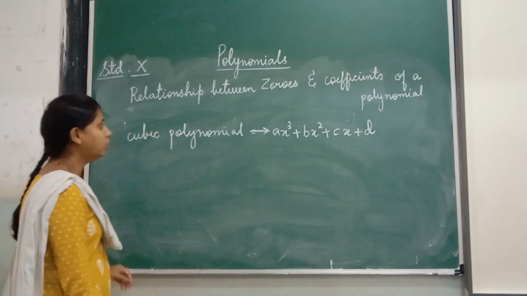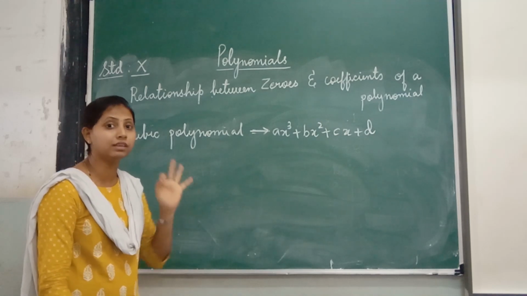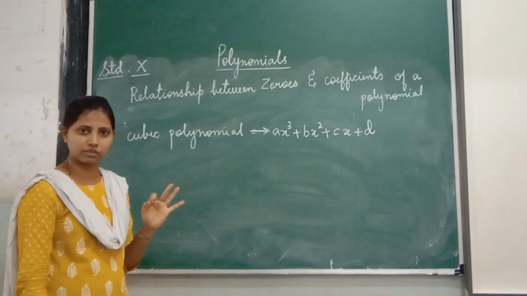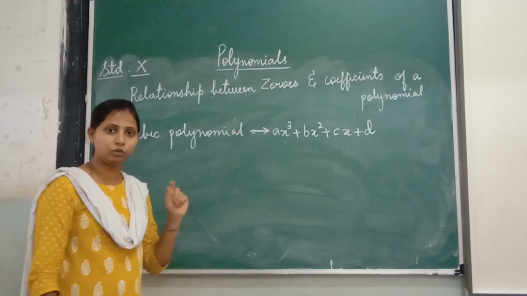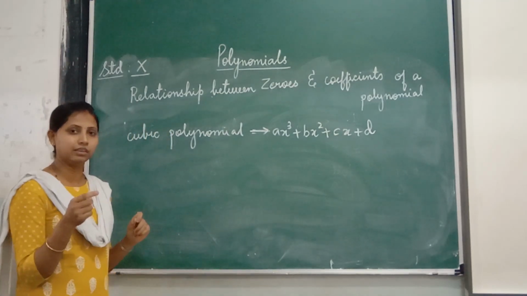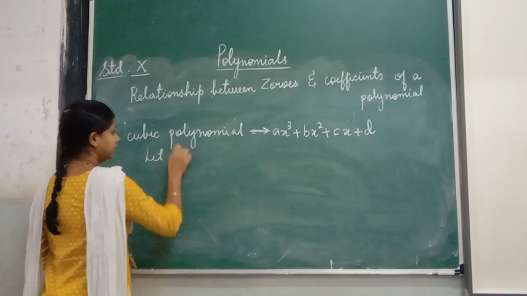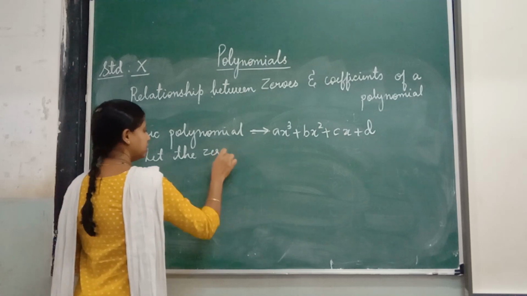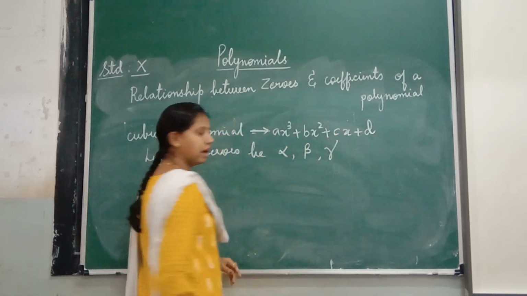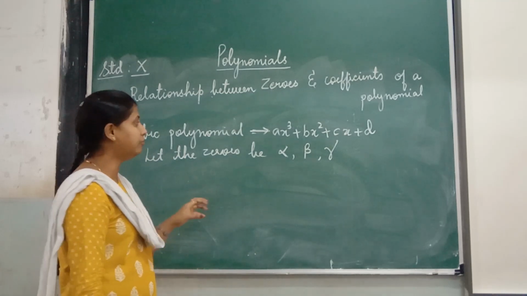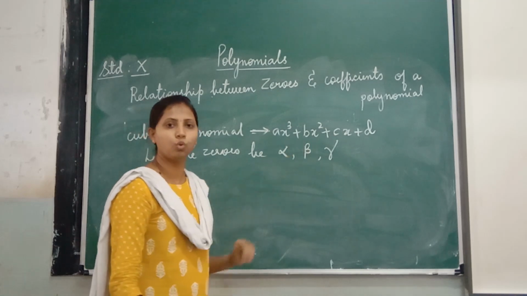Yes? Now, you know how to find its roots? It can have at most 3 roots, 3 zeros. A cubic polynomial can have at the most 3 zeros. So let those zeros be alpha, beta and gamma. Now we find the relationship between its 3 roots and its coefficients.